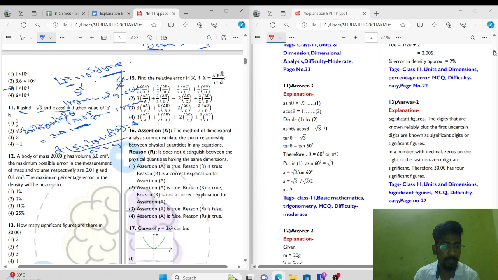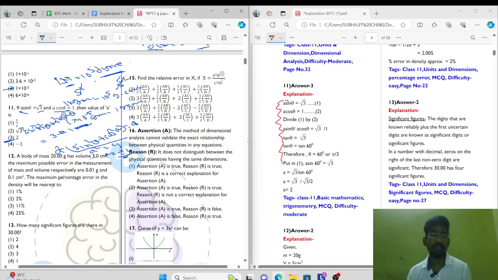So the answer to question number 11 is 2. Here another way is given, so you can also say this, but this is the simplest way to do it: square both the equations and add them. By that I think you will get this.